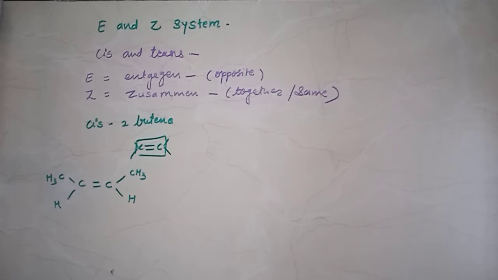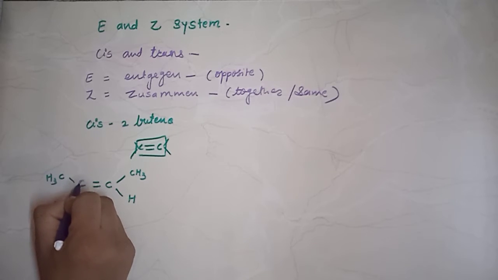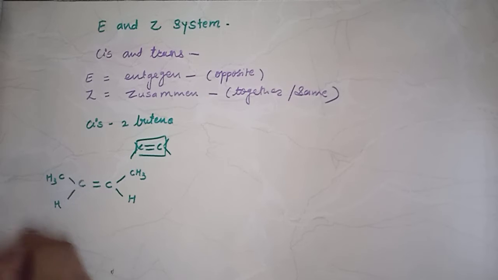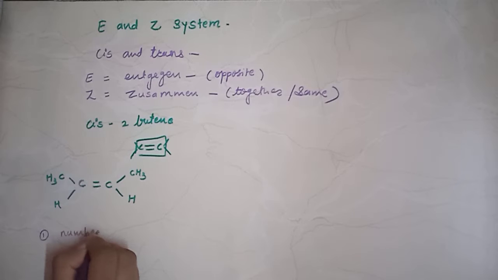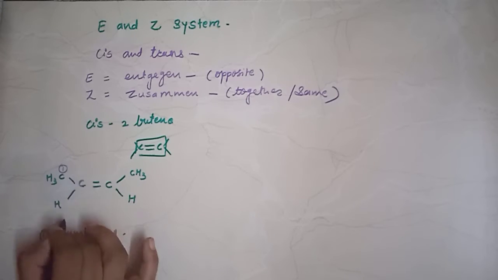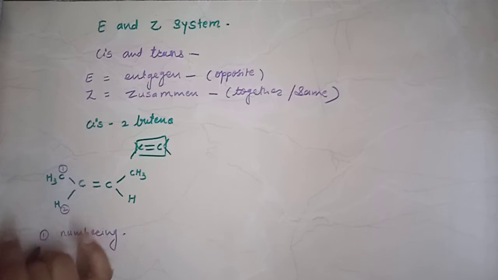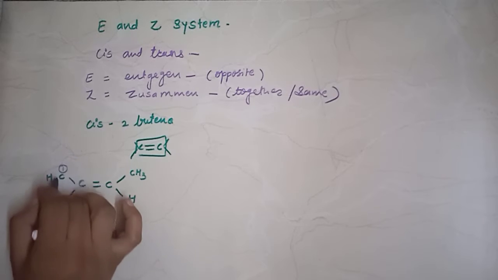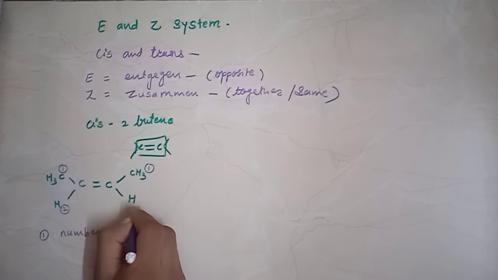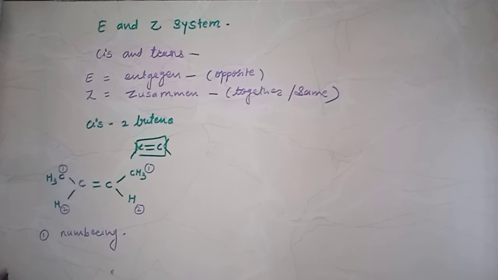So when we are going to name it, first give the numbers and consider the carbon and the groups attached to it. These two groups: first is numbering. When we give numbers, consider the first heavy group, the bulky group, and the other, the smaller group. So the first number goes to the CH3 group and the second number to the hydrogen.